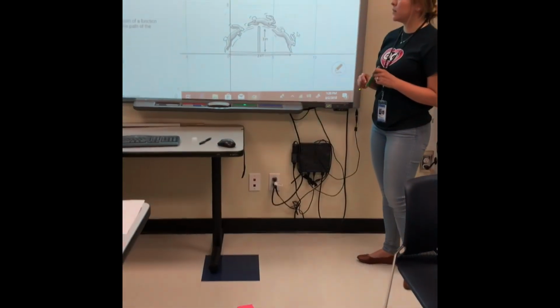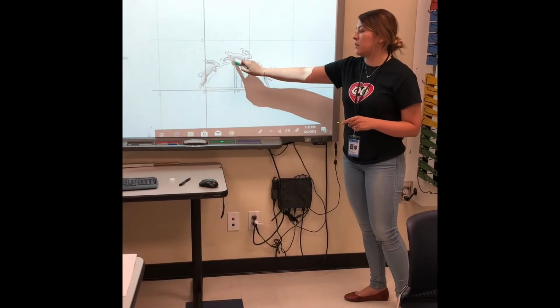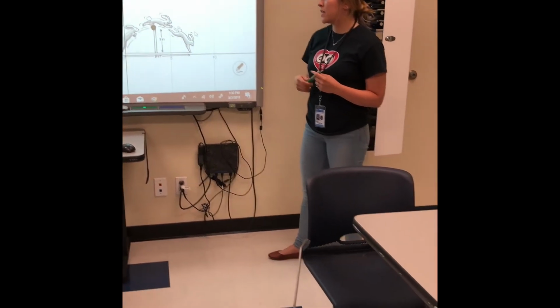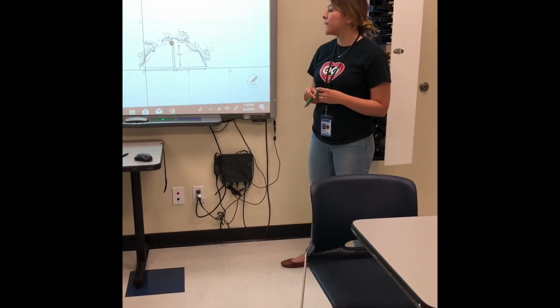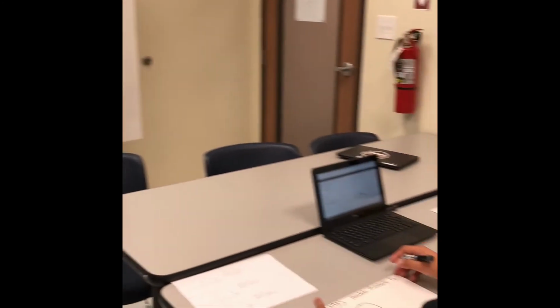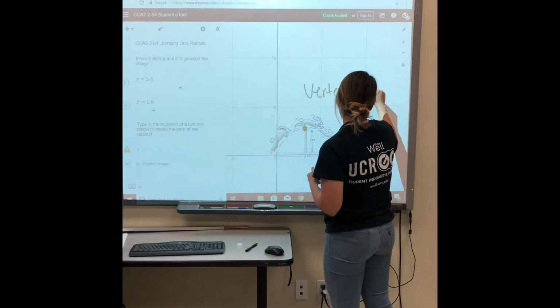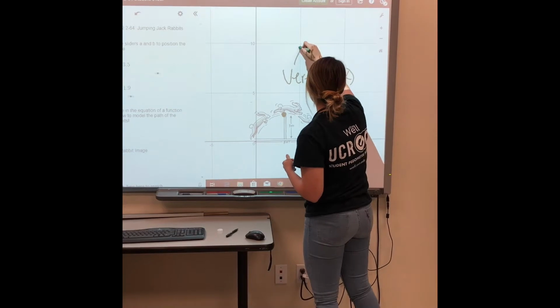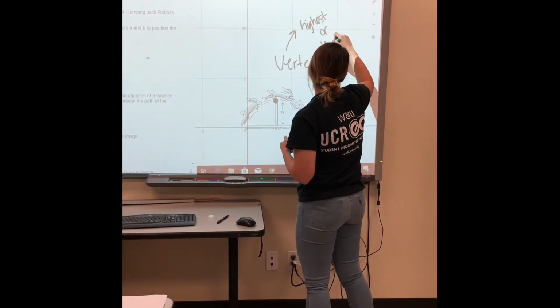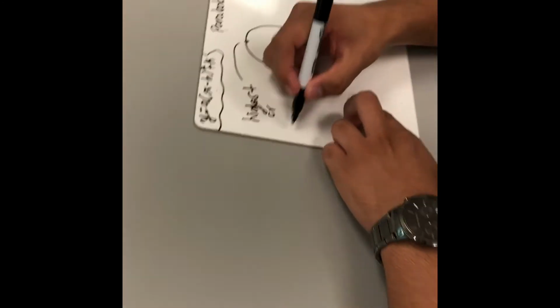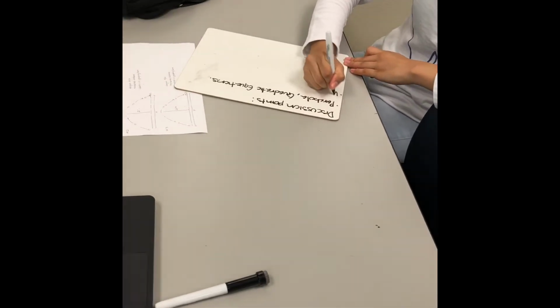Anybody else? So if I told you that's my vertex, what does that point represent on the graph? It's the highest point it reached. It's the highest point, right? Your vertex, which is h, k, represents the highest or the lowest point on the parabola.